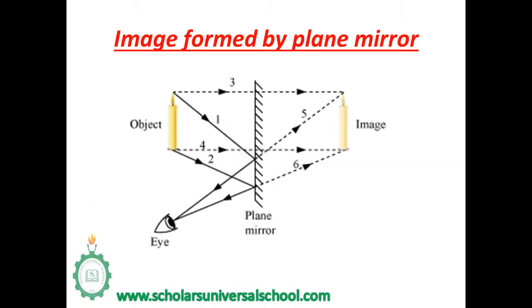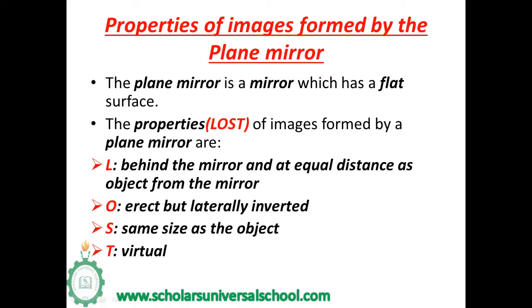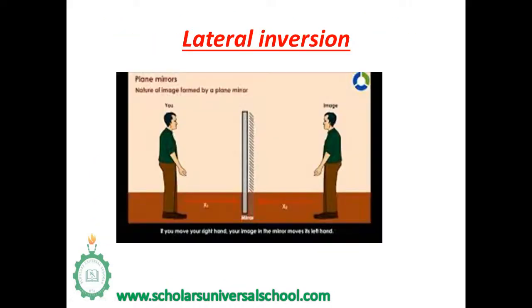Since it's behind the mirror, it means that it is what? It is virtual. So note that in this orientation, it was given that it is erect but laterally inverted. Now what does lateral inversion mean? Lateral inversion means that it looks almost the same, but it is in the reverse direction.